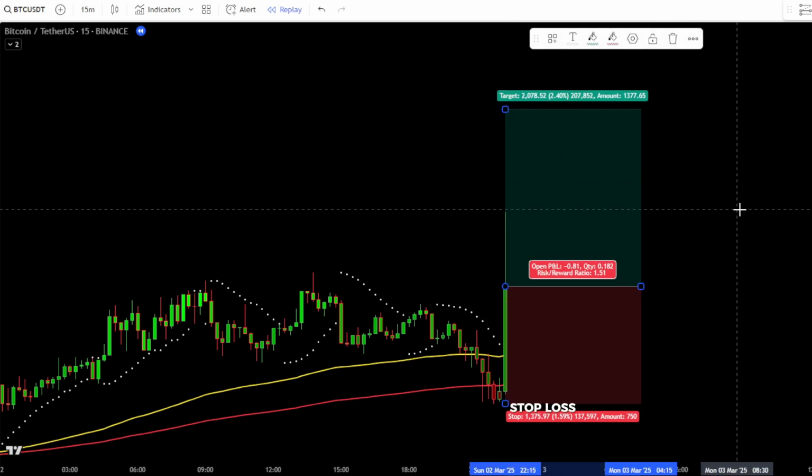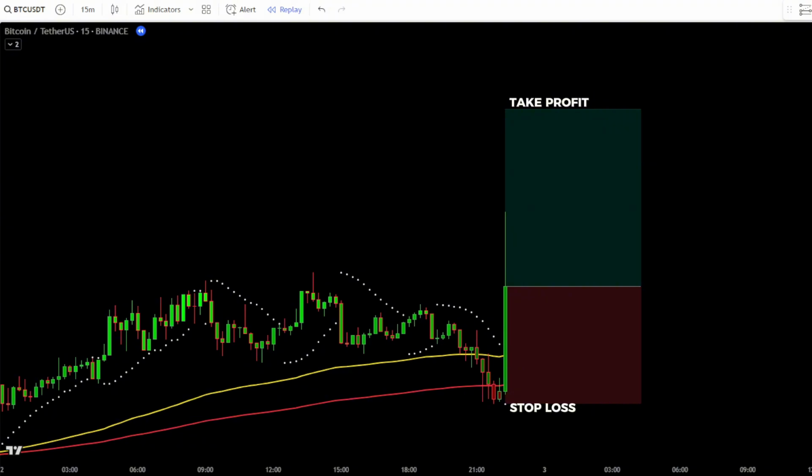Place the stop loss on the Parabolic SAR. Use take profit with a risk and reward ratio of 1 to 1.5.